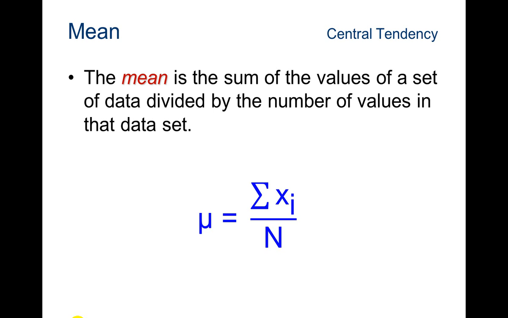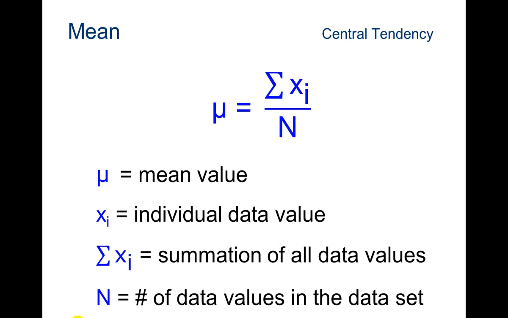To calculate the mean, you use the formula on this page. The mu means mean value. Then this is the summation. This is a sigma, Greek letter sigma, and it means summation, or add them all up. X sub i means the individual data value, so take each individual value and add them up. And then the N means the number of data values in your set. How many data values did you add? That's the number you're going to divide by.